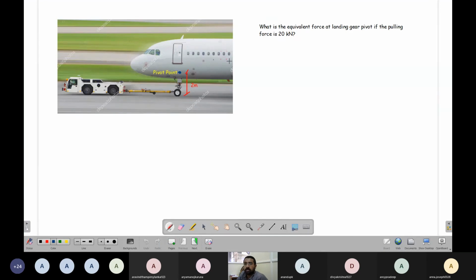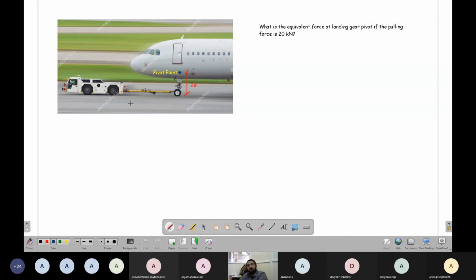This is the aeroplane, and there is a vehicle pulling it away. The question is, what is the equivalent force at the landing gear pivot? This is the landing gear pivot, a point where the landing gear is attached and can rotate. What is the equivalent force at the landing gear pivot if the pulling force is 20 kN?